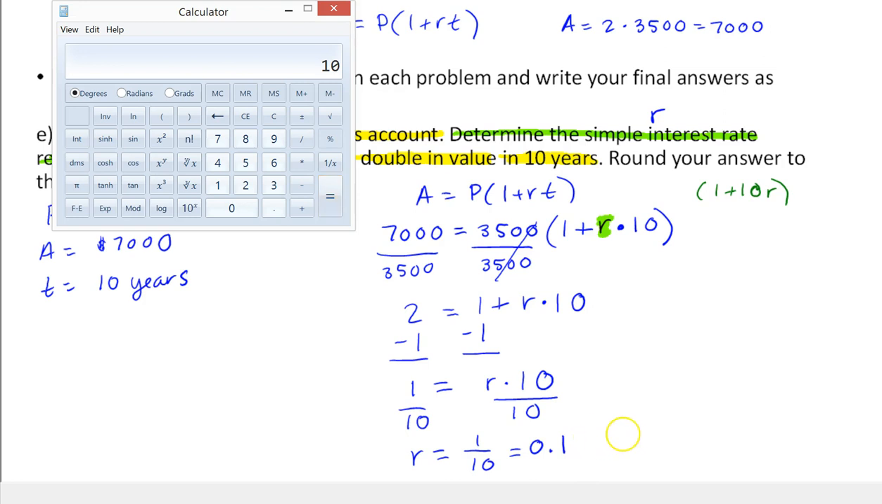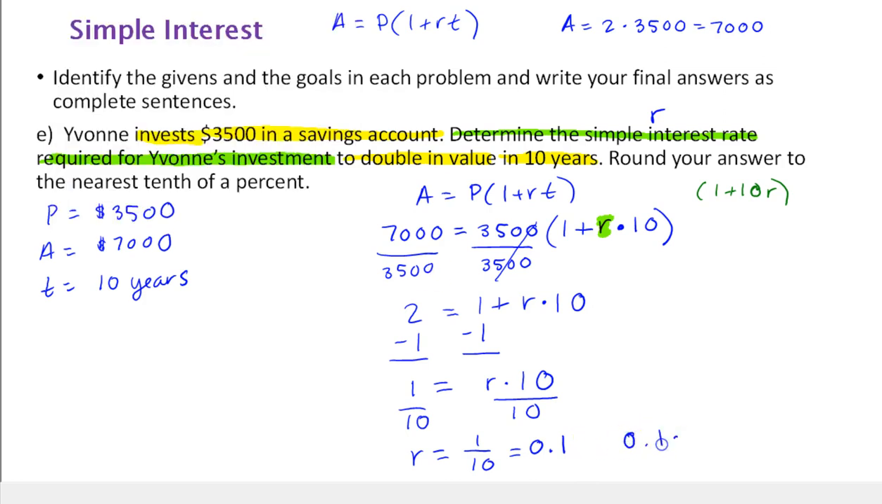And we get 0.1 times 100% equals 10%. And we just had that one goal in this problem. So now we could write our final answer as a complete sentence. And let's look at it again. Determine the simple interest rate required for Yvonne's investment to double. And we will put we will need, or Yvonne will need, but we will need is fine, a 10% interest rate.